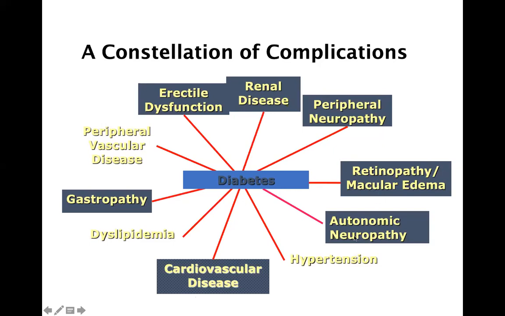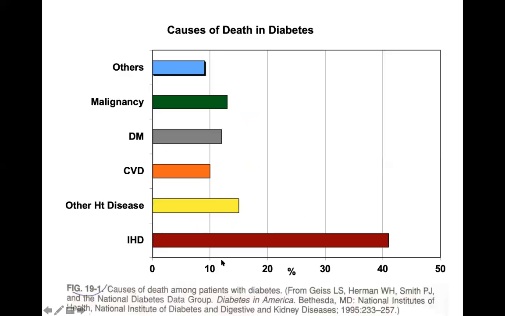It can result in neuropathy both peripherally and in the autonomic system and in the stomach. It can result in retinopathy and macular edema and lead to blindness. It can cause renal disease. It can cause erectile dysfunction. But cardiovascular disease is the number one complication of diabetes. So if you look at causes of death in diabetes, you can see that ischemic heart disease is found in about 40+% of patients. And if you combine the other CVD and hypertensive heart disease, you can see that most of the deaths, two thirds of the deaths in diabetic patients, occur from cardiovascular disease.